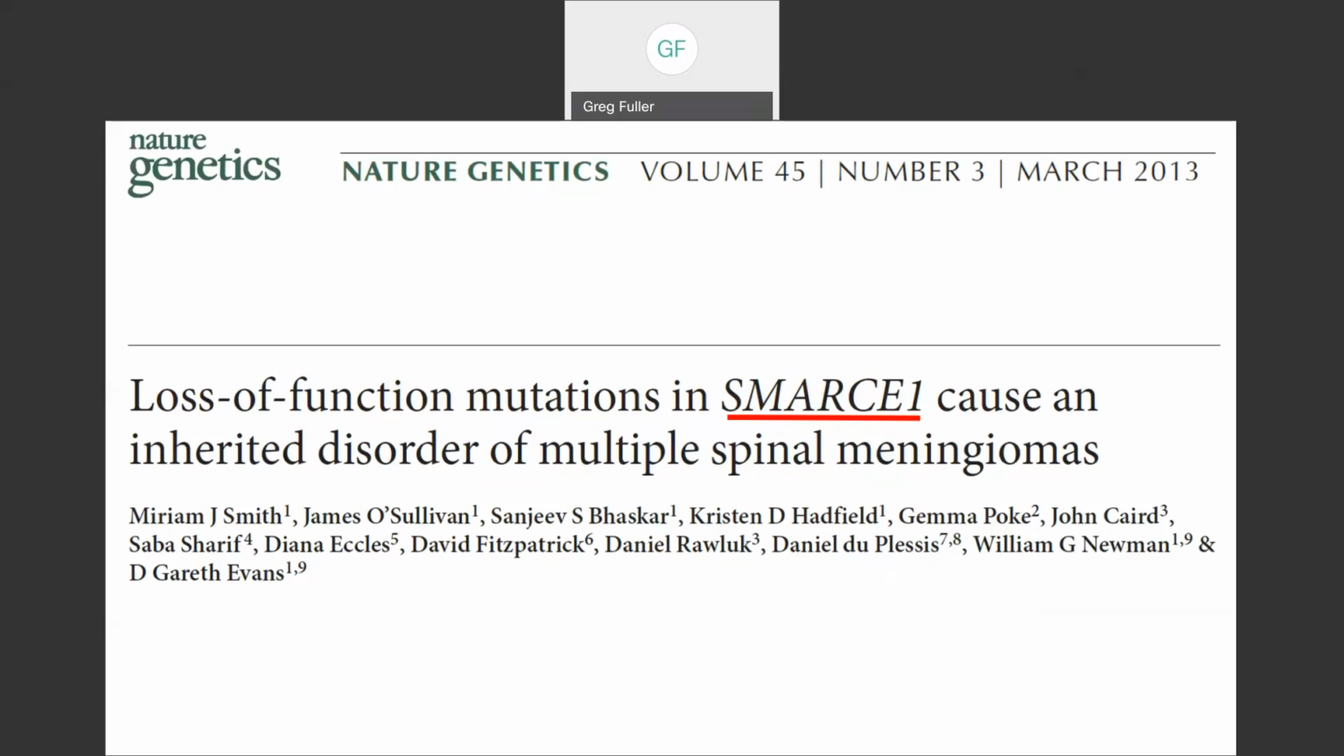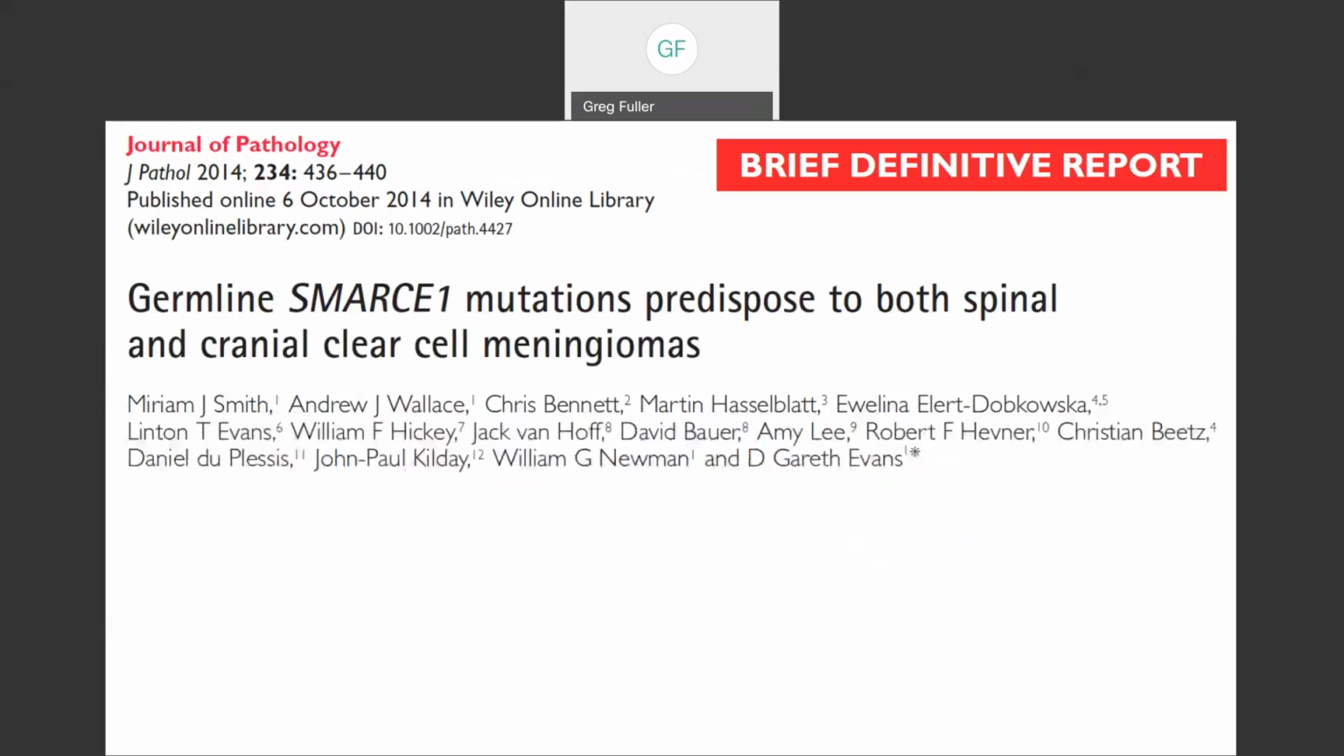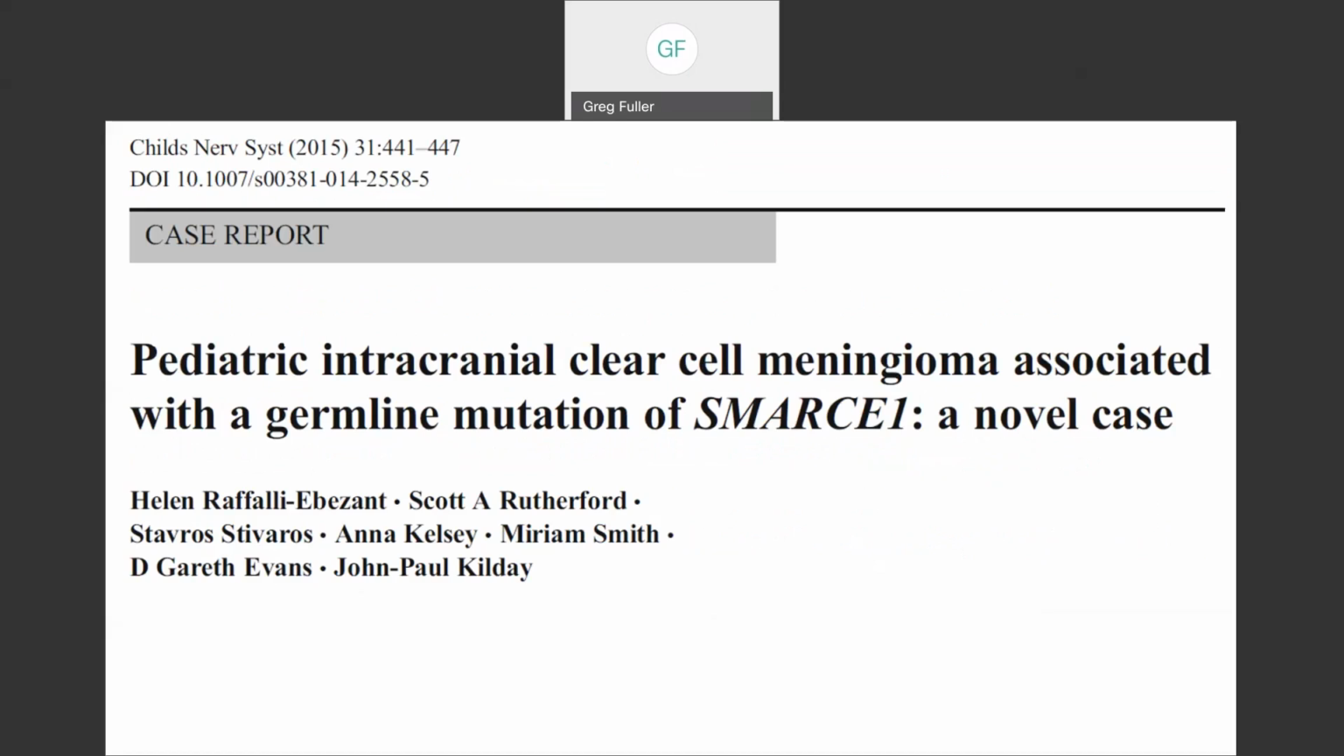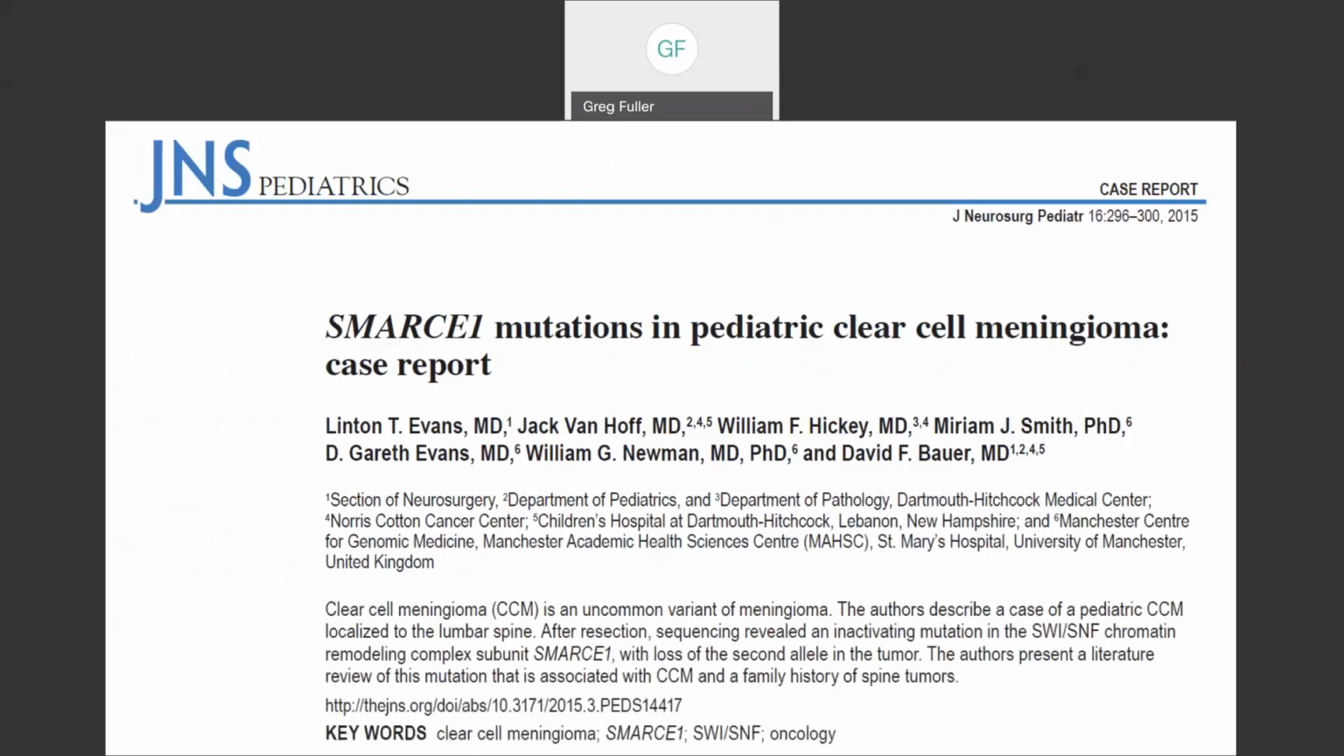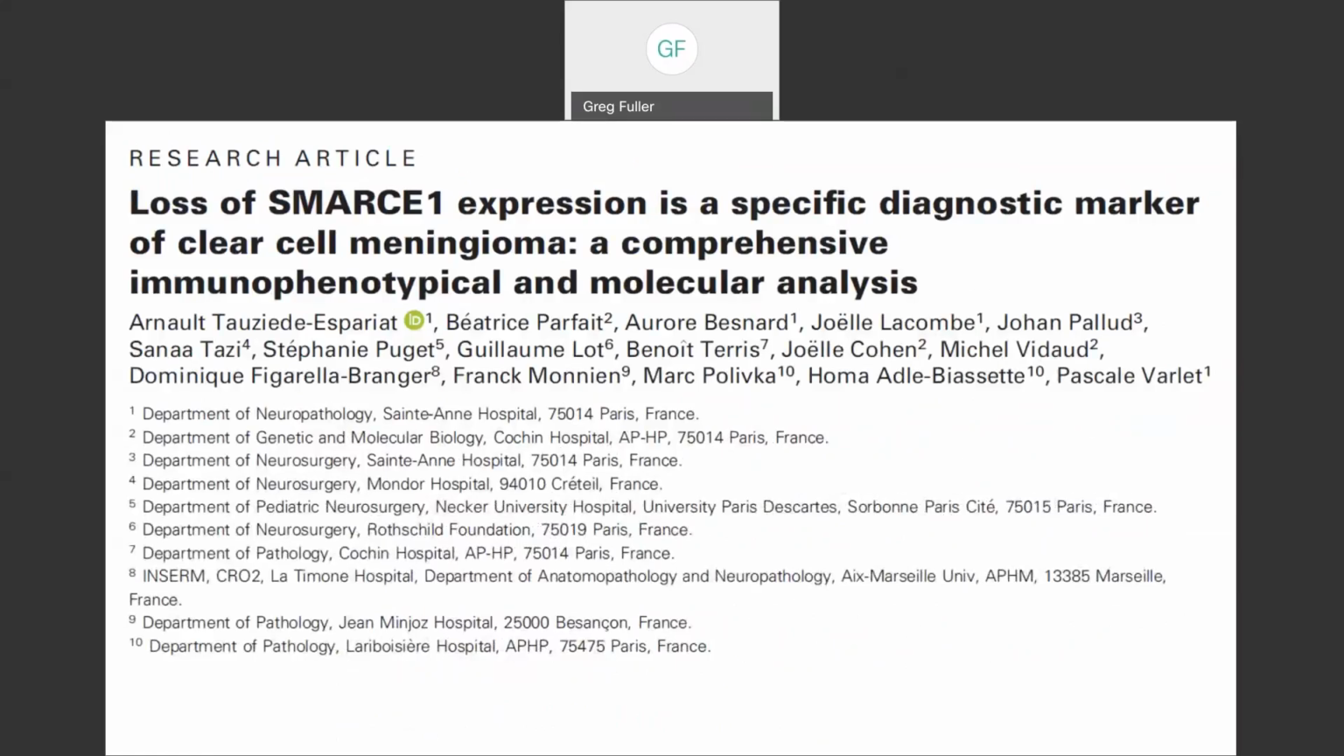Loss of function mutations in SMARCE1 cause an inherited disorder of multiple meningiomas. Guess what? They're clear cell. Next, Journal of Pathology: germline SMARCE1 mutation predisposes to both spinal and cranial clear cell meningiomas. Pediatric intracranial clear cell meningioma associated with germline mutation of SMARCE1. SMARCE1 mutations in pediatric clear cell meningioma. Okay, yeah, I think you've got it. Just reinforcing it.